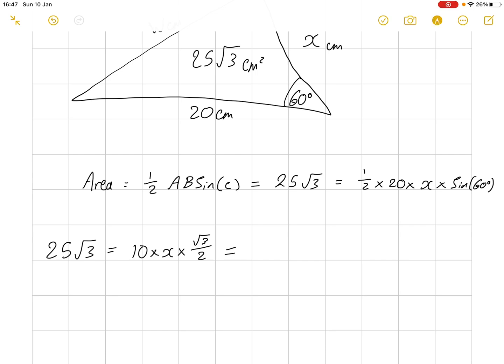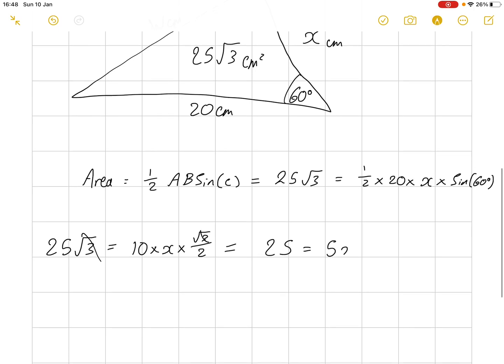So again, we can cancel the root 3s out because we're just multiplying. So 25 is equal to, and again we can divide 10 by 2, 25 is equal to 5x. And then we get that x is equal to 5. Nice and straightforward. Nothing too complicated going on.